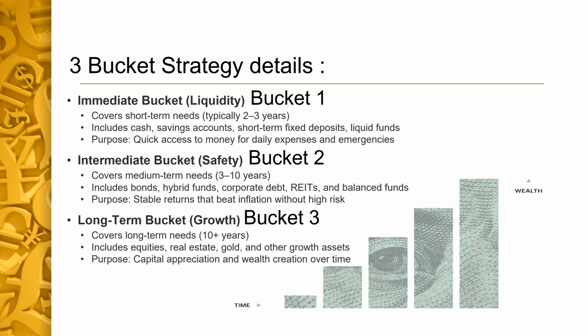Bucket 2. Intermediate bucket. Safety. Next is bucket 2. This bucket takes care of your medium-term needs, generally from year 3 to year 10. You'll find assets like bonds, hybrid funds, corporate debt, REITs, and balanced mutual funds here. It's designed to generate stable returns that beat inflation, while keeping risk under control.